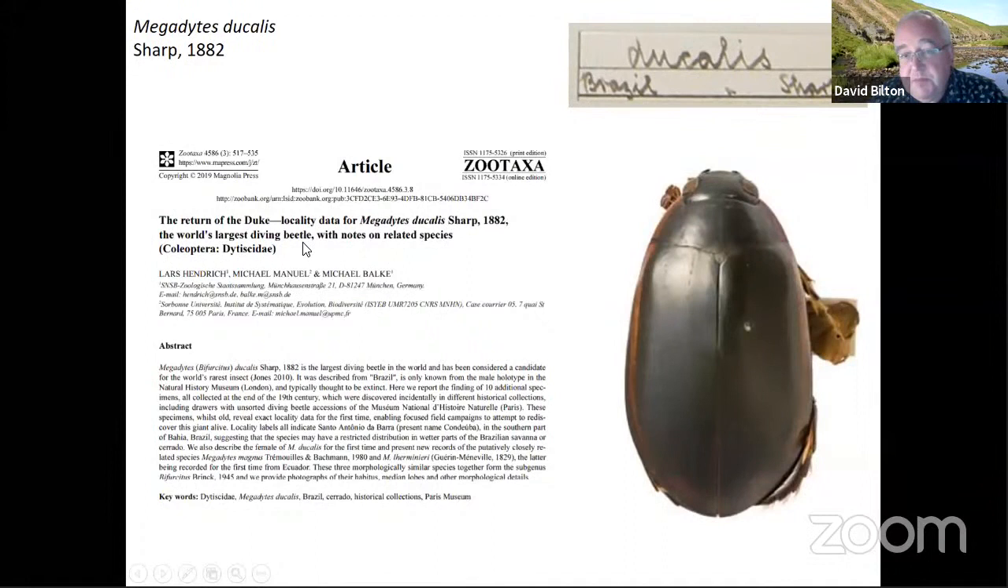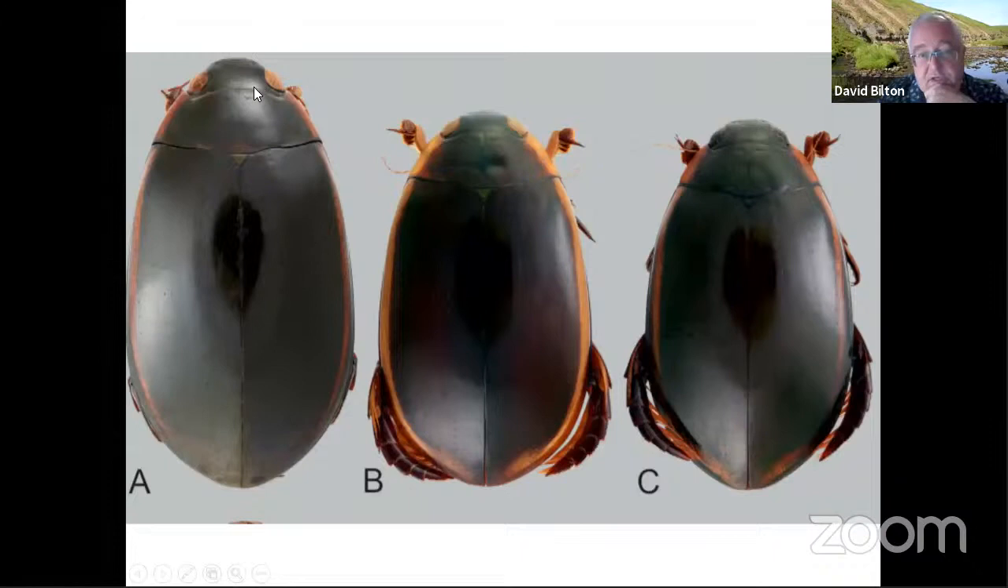It turned out that the only other specimens in existence were hidden in collections in the Paris Museum that no one had really gone through in any detail, but they all were collected in the 19th century, like the type specimen in London, and they all came from one small area of the Brazilian Cerrado biome, this semi-arid biome in southeastern Brazil. Here's one specimen of ducalis against two other species, which are probably the two next biggest water beetles on Earth. So we know where this thing was, at least.